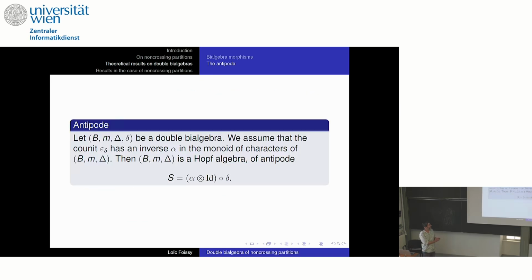Here you can do better if you have a double bialgebra. So in fact, what you have to do is to invert only one character, the co-unit for the second coproduct. So you invert the co-unit for the second coproduct for the convolution product associated to the first coproduct. You obtain something, alpha, and if you have alpha, you obtain the antipode just by this. So you apply the coproduct, and then you kill the left part with this alpha.